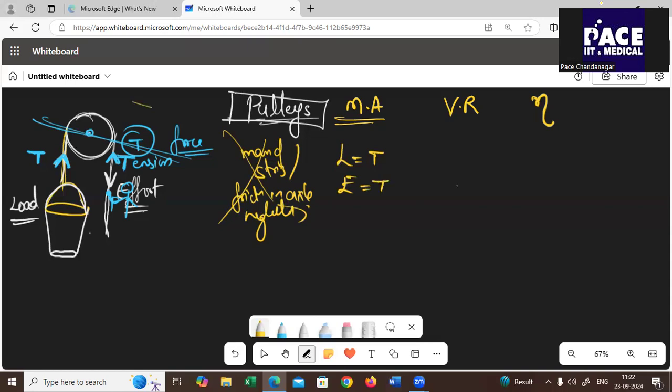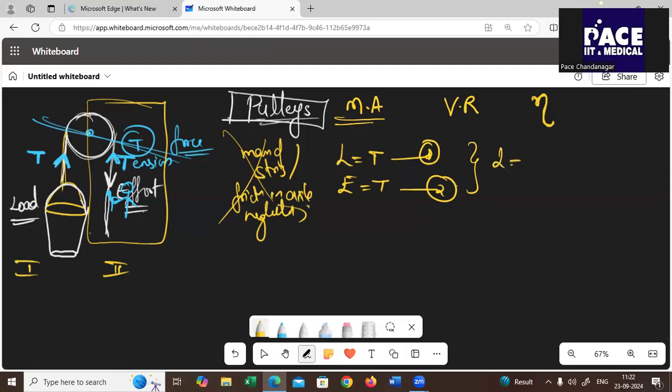As you can see on this right side, the effort is put in the downward direction and the tension is in the upward direction. That is number 2 here. And in the first case, the load is being pulled in the upward direction and the tension is also shown in the upward direction. Now, this is also equal to T, that is also equal to T, which implies, can I say L is equal to E, load is equal to effort. However much the load is, the same amount is the effort there.